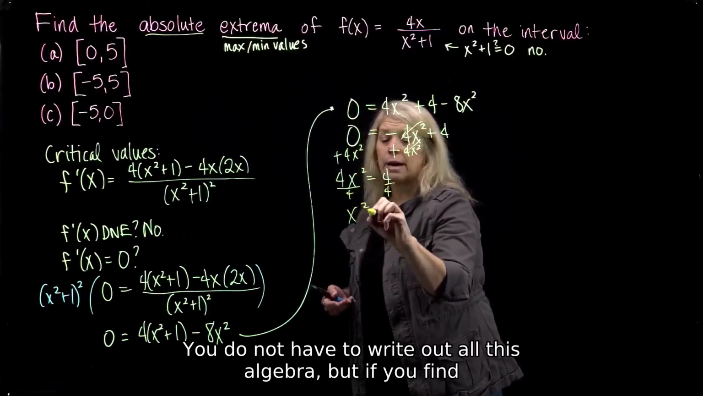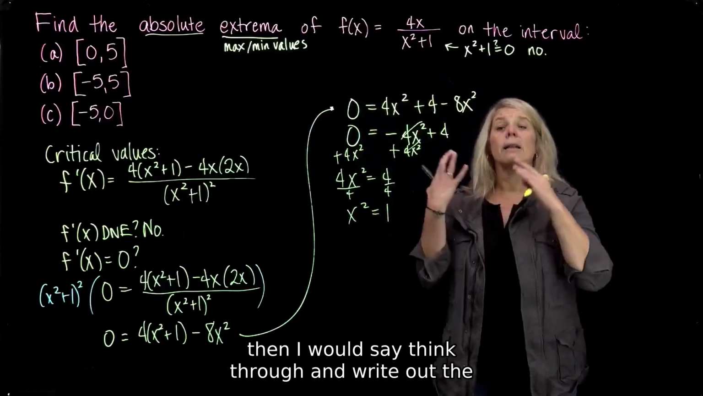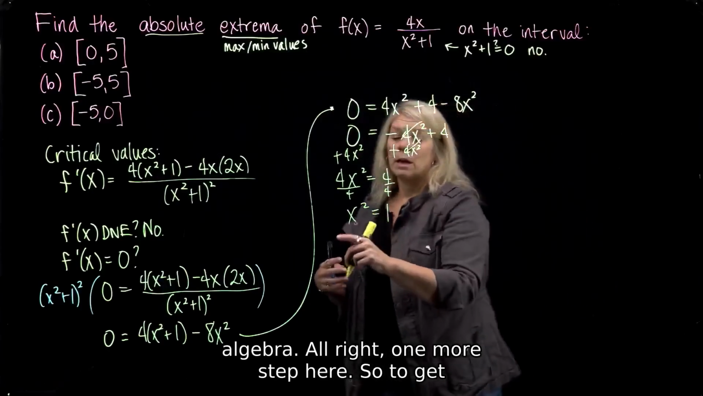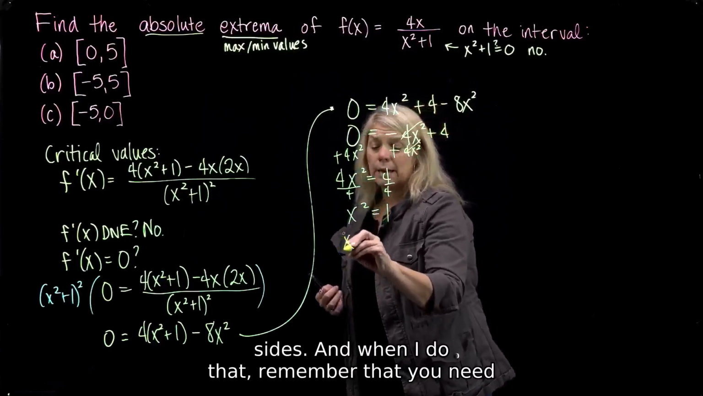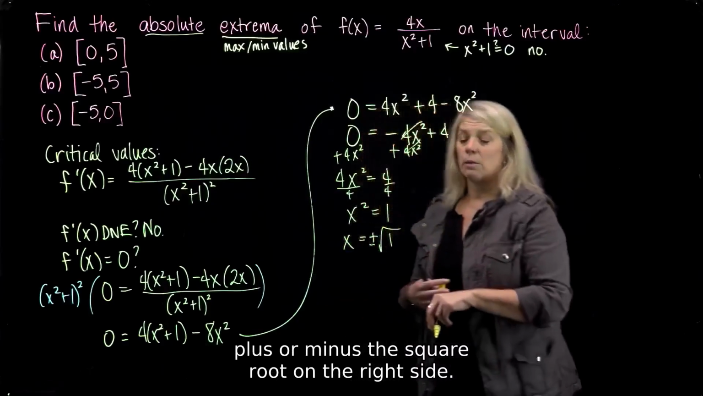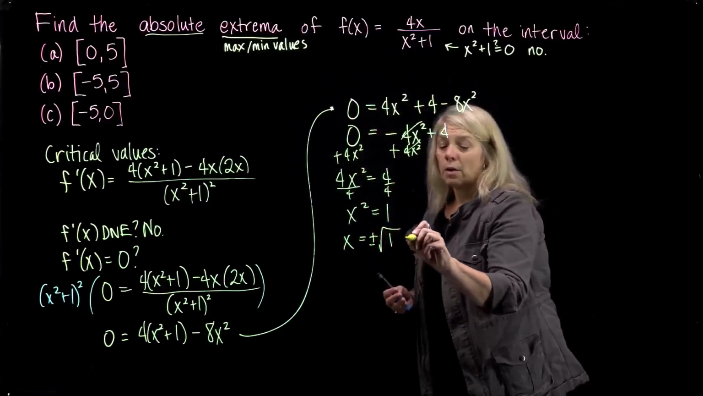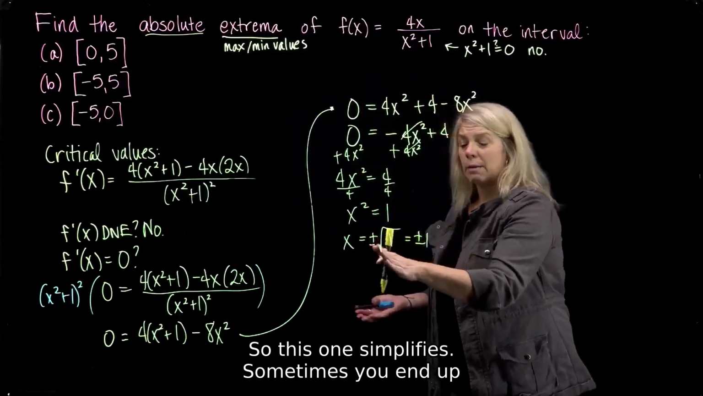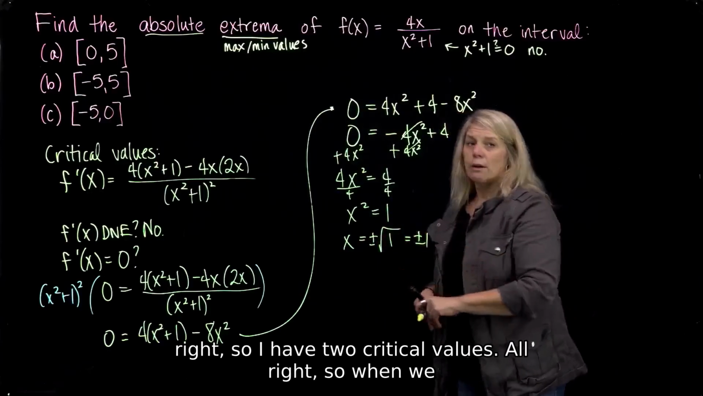You do not have to write out all this algebra, but if you find that you're making algebra mistakes, then I would say think through and write out the algebra. All right, one more step here. So to get the x by itself, I'm going to square root both sides. And when I do that, remember that you need plus or minus the square root on the right side. And in this case, square root of 1 is just 1. So this one simplifies. Sometimes you end up with numbers here that don't simplify very nicely. All right, so I have 2 critical values.